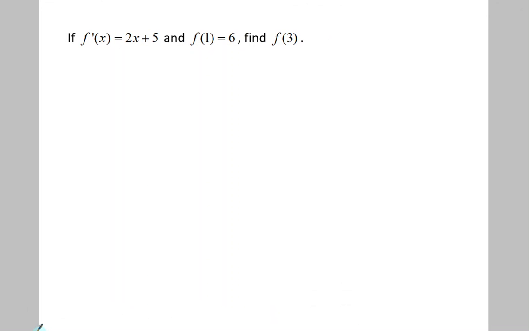Let's take a look at an example where we're using the fundamental theorem of calculus. If f prime of x equals 2x plus 5 and f of 1 equals 6, find f of 3. So I notice that I have a derivative, and this one not a derivative, and this one also not a derivative. Or we can think of it as the antiderivative of what we were given over here.